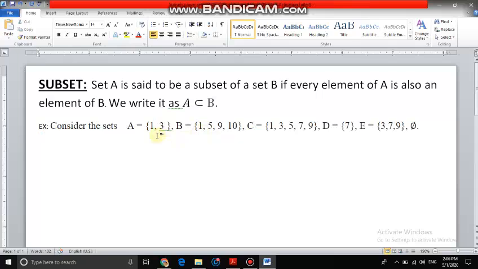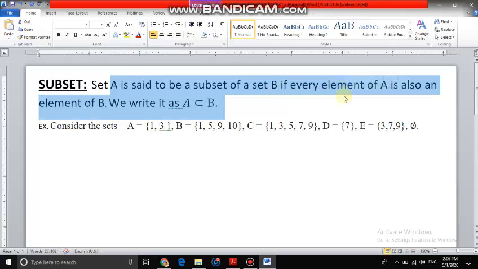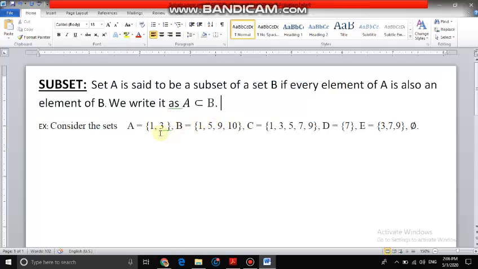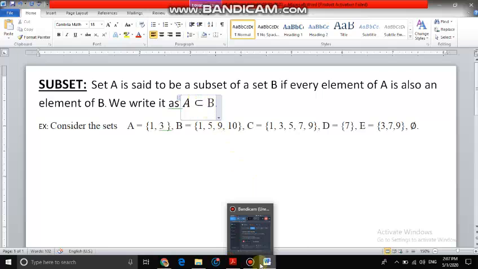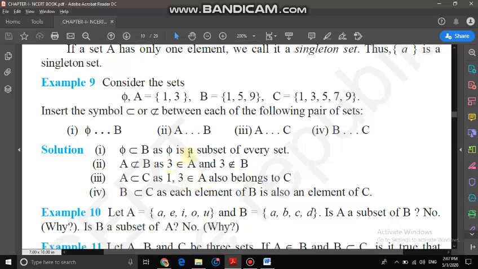Some may be there, but to satisfy the subset definition, set A is said to be a subset of B if every element of A, not a few elements, every element of A is also an element of B. Then only I can say A is a subset of B. But here 3 is an element of A, but 3 does not belong to set B. So hence A is not a subset of B. As I said, this is the symbol for subset. So if it is not a subset, how do you represent it?